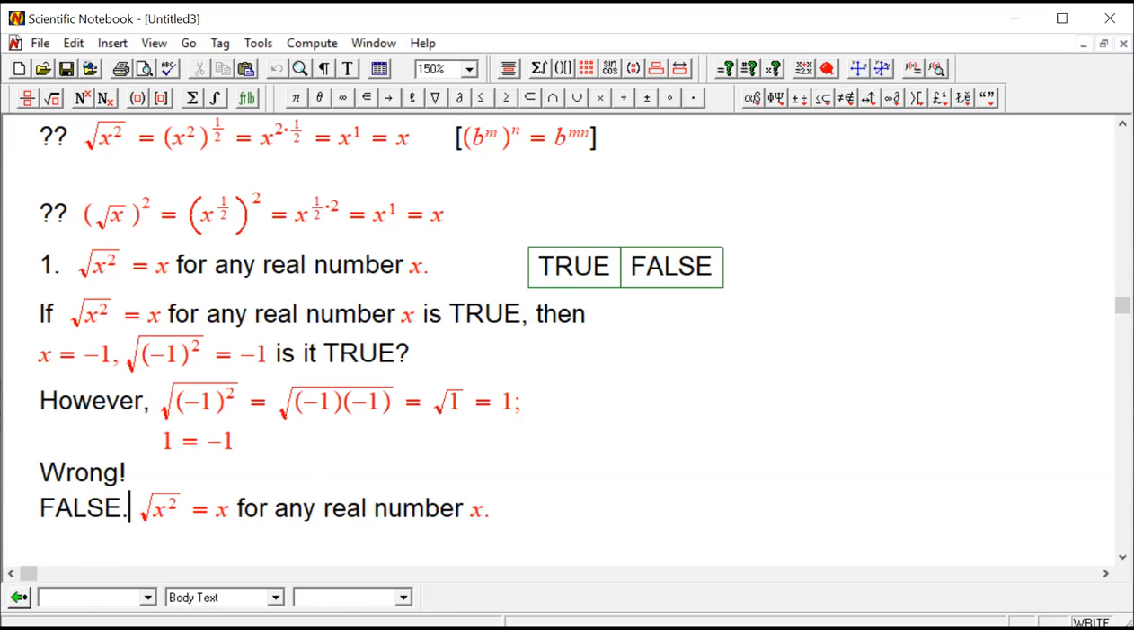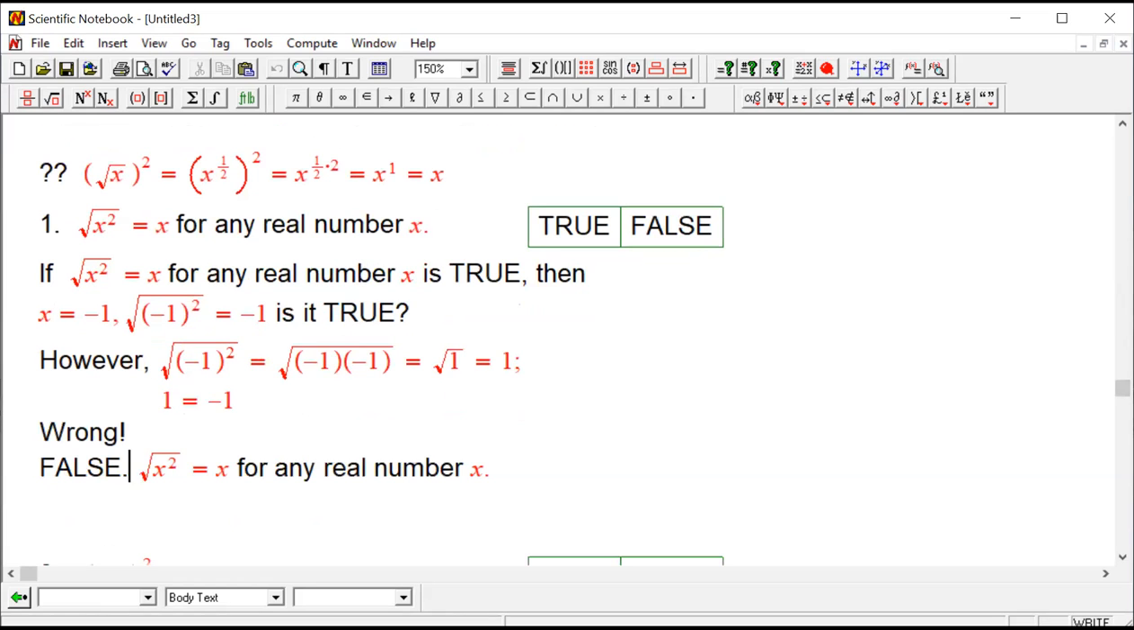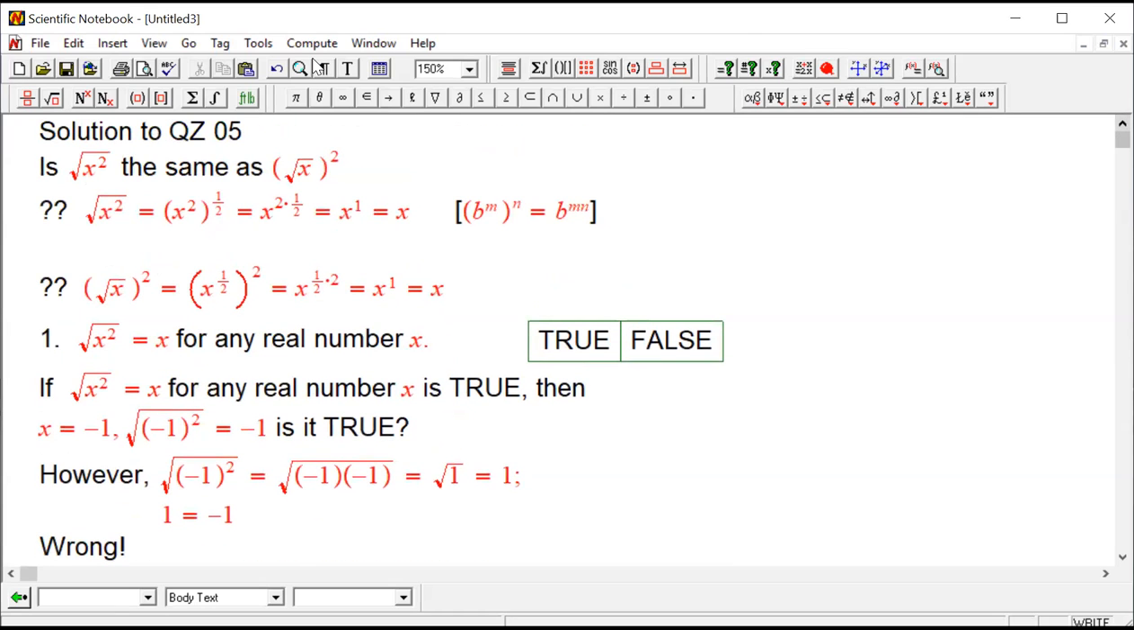Okay, so now we understood this is false. Next question is, what's the difference between these two? What is the difference?